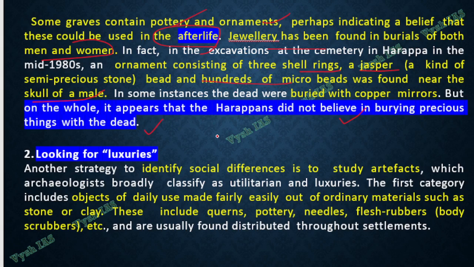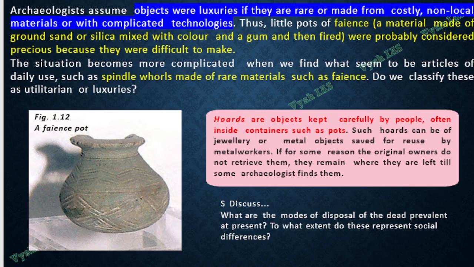If you take Egyptians, majority or almost everything has precious items, but Harappan rarely has precious items. Okay, so when you look for these luxuries, not only in the graves, when you study a lot of things, you find many materials. The ordinary things, the stone and clay with which you make the querns, the pottery, the needles, the flesh rubbers, the body scrubbers, all this you find in the majority of places. But other than that, luxurious items are there.